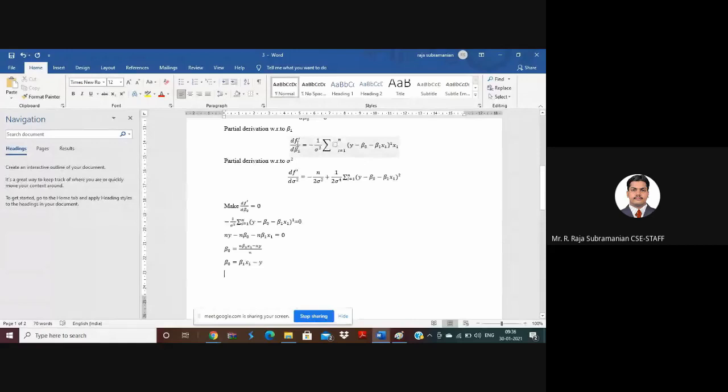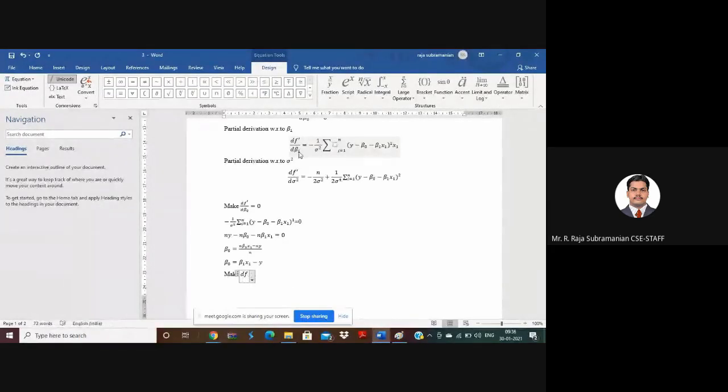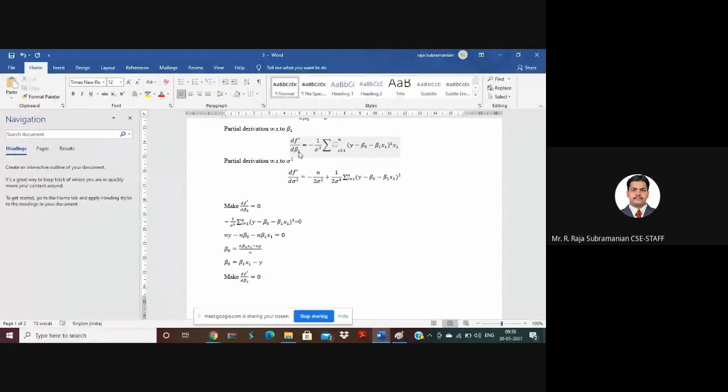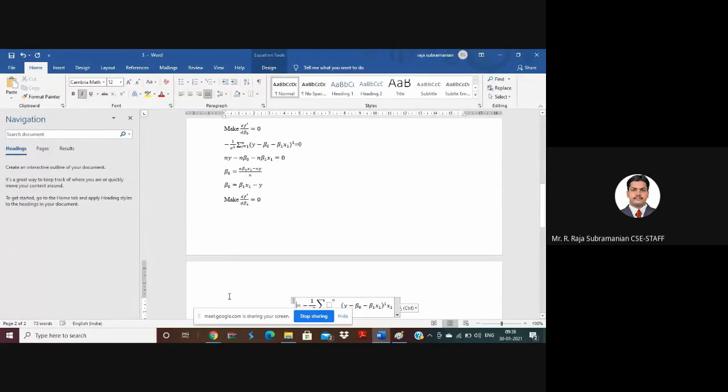So now similarly I need to go for beta 1, right? Similarly, go for beta 1. For beta 1 I have dou f dash by dou beta 1. So I make dou f dash divided by dou beta 1 equal to 0. So this I will do now. So this time, the whole term becomes 0. It is equal to 0 now. Right, now I can solve it.